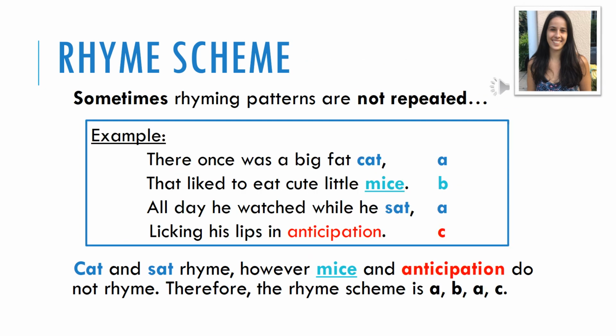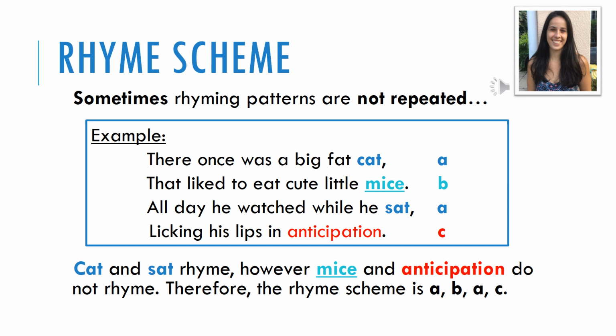Here's an example of one more rhyme scheme. I just wanted you to see that rhyme schemes aren't always repeated. So if you look at the rhyme below, there once was a fat cat who liked to eat cute little mice. All day he watched while he sat, licking his lips in anticipation. Anticipation means that he really wanted to eat them. He was looking forward to it. So you can see the rhyme scheme is A, B, A, C.